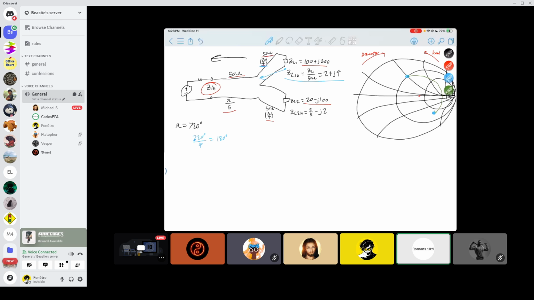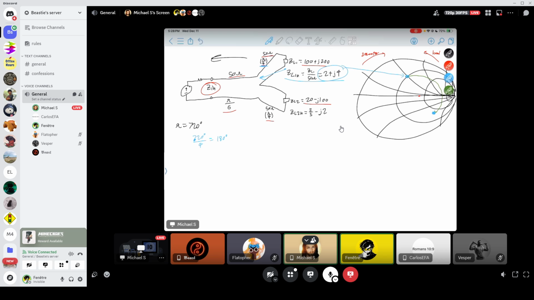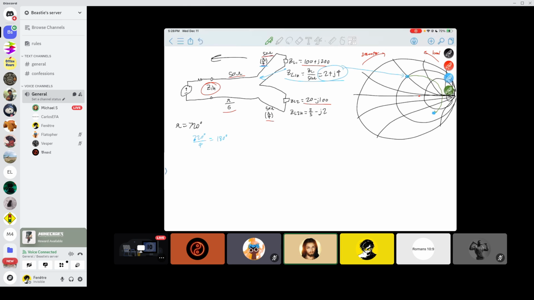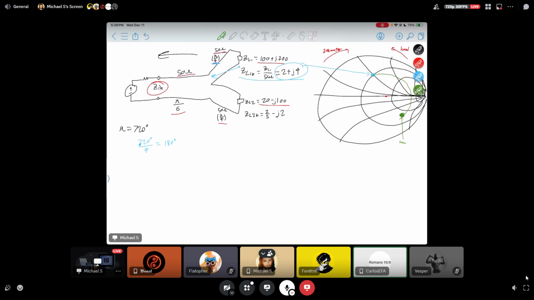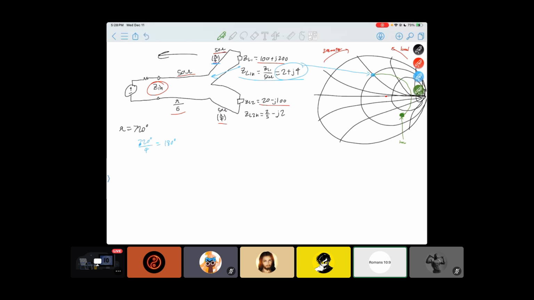The blue point is 2 plus 4j. So that's basically this point. And this second point, I'll make it green actually. This is essentially our new point, after rotating 180 degrees towards the generator. And why is it going towards the generator?